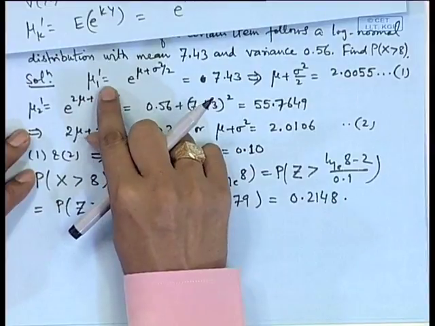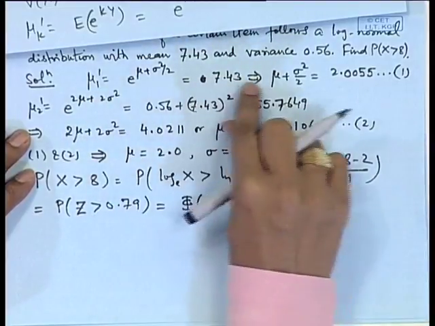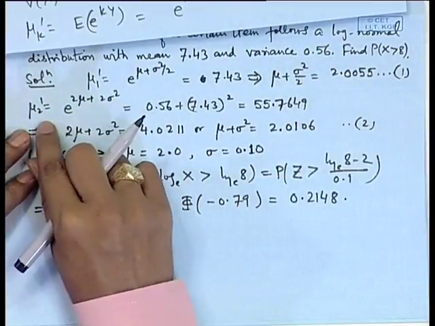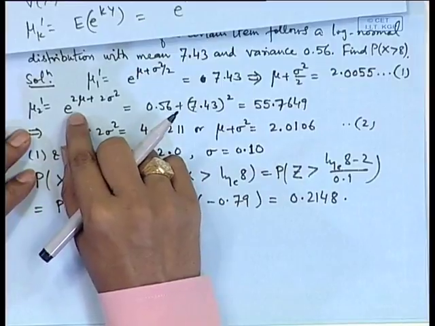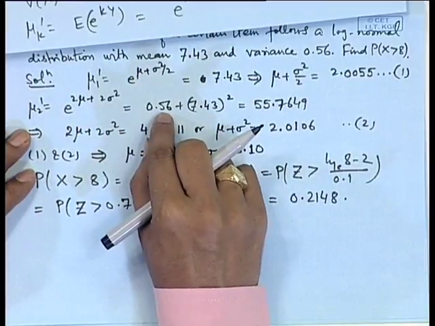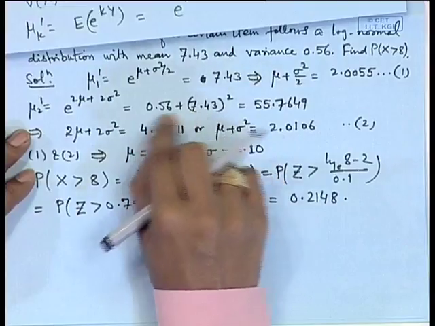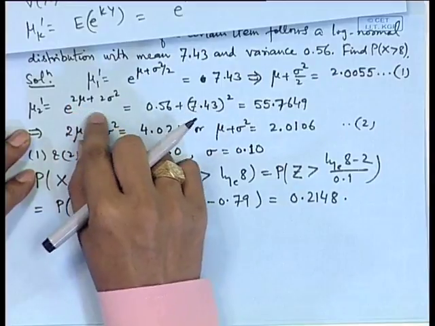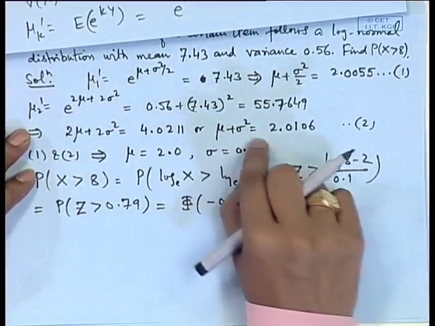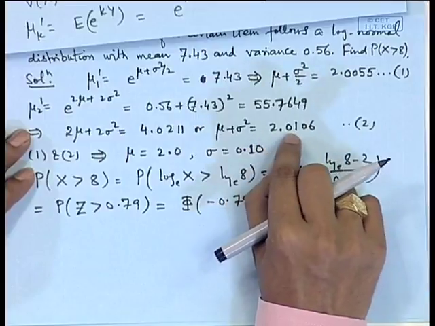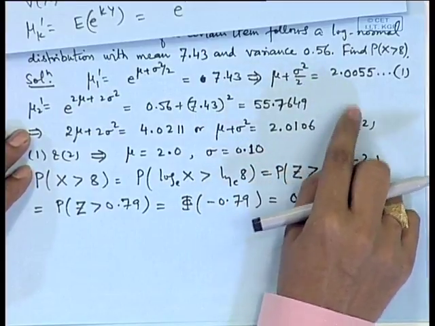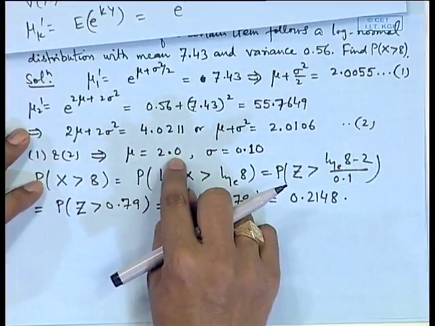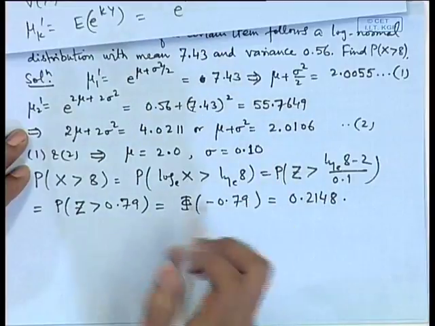So, we have mu 1 prime equal to 7.43, which yields the equation mu plus sigma square by 2 is approximately 2, and mu 2 prime is variance plus mu 1 prime square. So, 0.56 plus 7.43 square, and we substitute the value here. After simplification, this gives the equation mu plus sigma square is equal to 2.0106. If we solve these two equations, we get mu approximately 2 and sigma approximately 0.1.